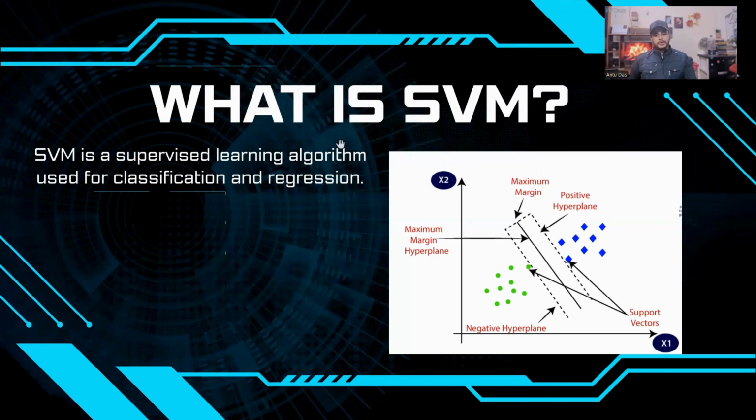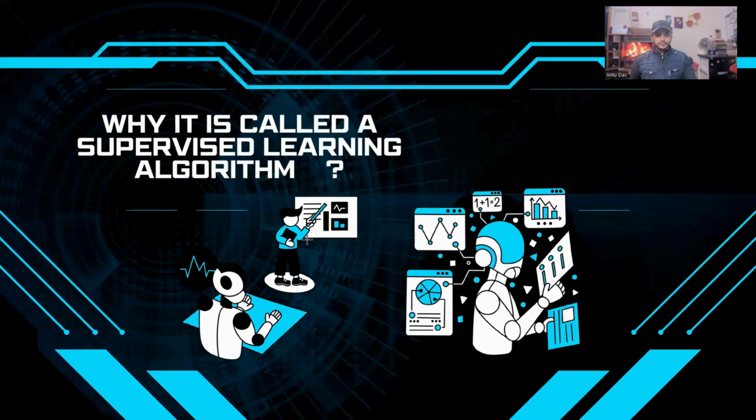First of all, what is SVM? SVM is a supervised learning algorithm used for classification and regression problems. So there will be a given data set like this, and here is a circle and a square shape data in this data set. So we will separate them by using a best hyperplane.